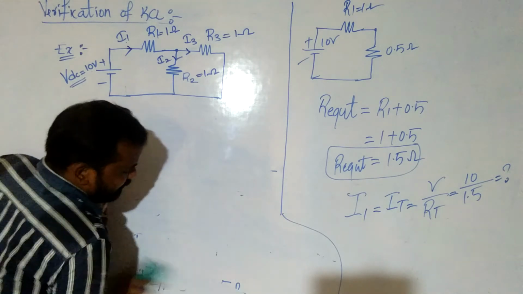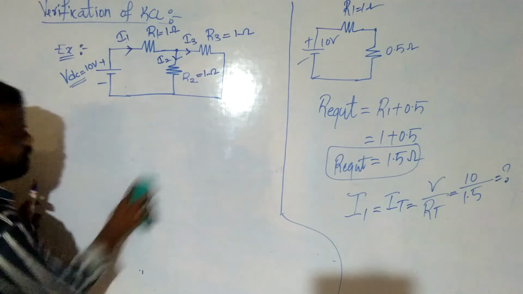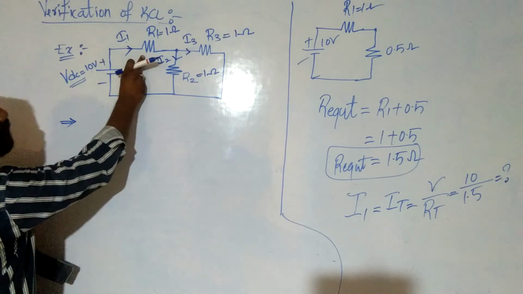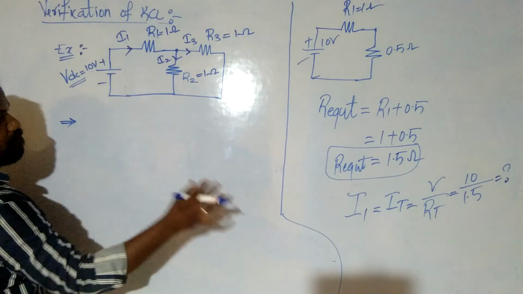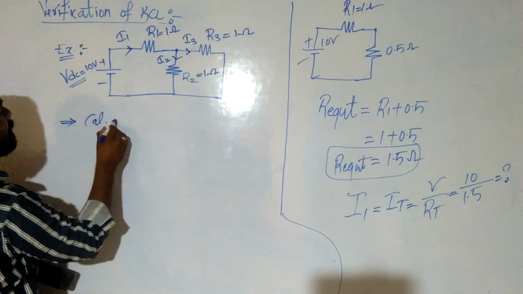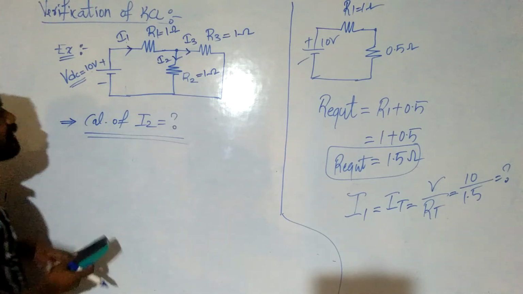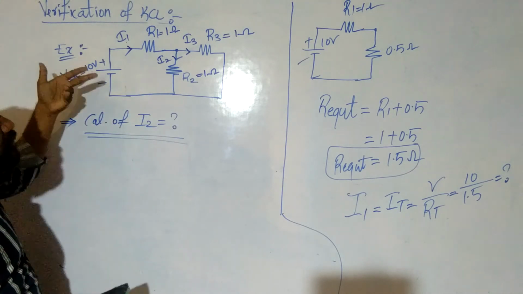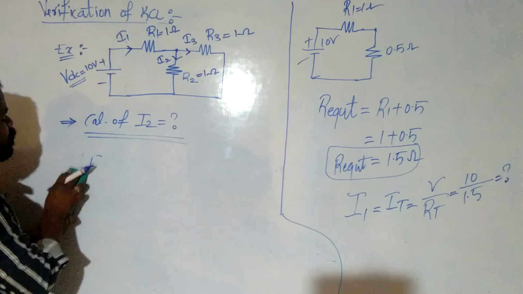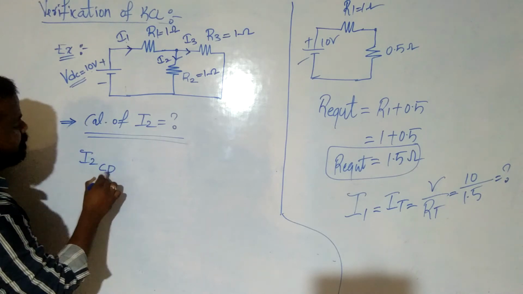Yes, the next step is the calculation of I2 and I3. Now see here, the sum of incoming current to the junction point is clear. Now we need to find the values of I2 and I3. Here, the calculation of I2 means the current I2 is divided from the total current I1. It means that to calculate the value of I2, we always need to use the current division rule.